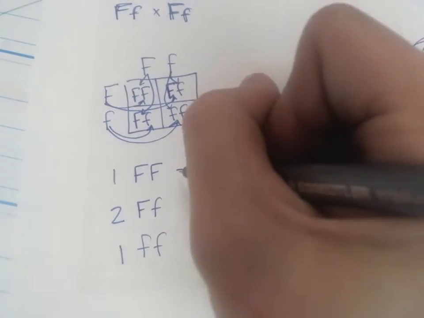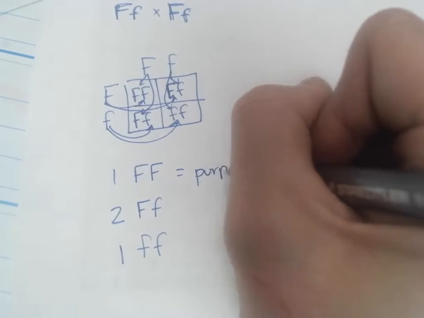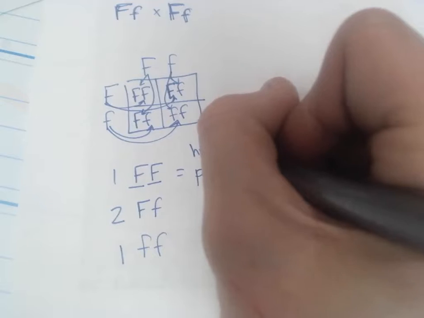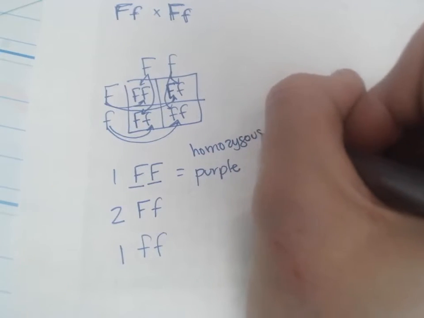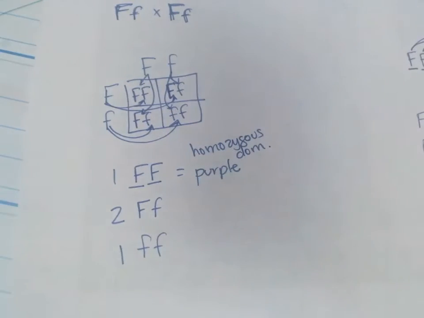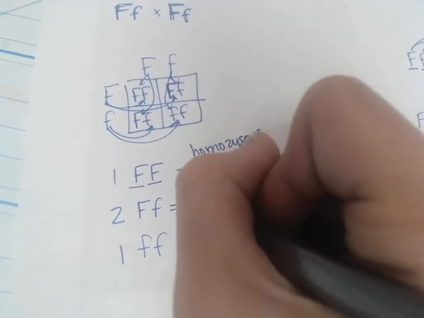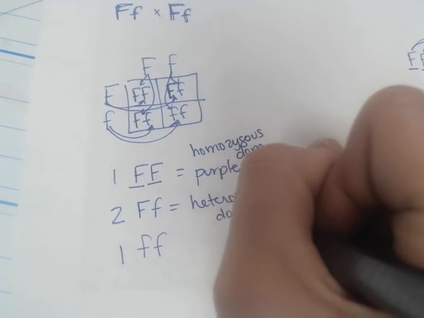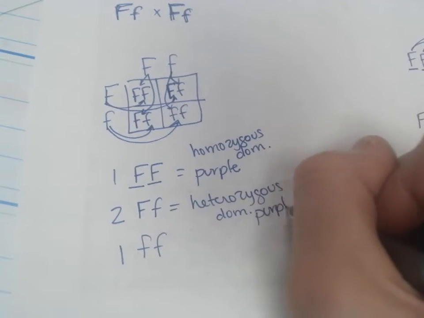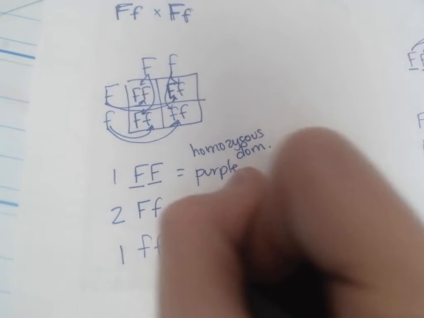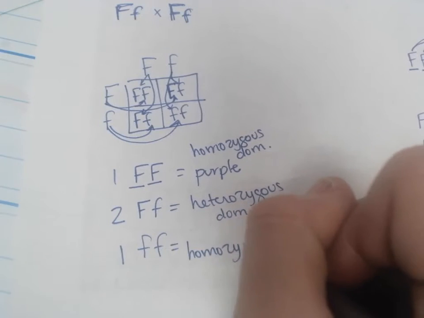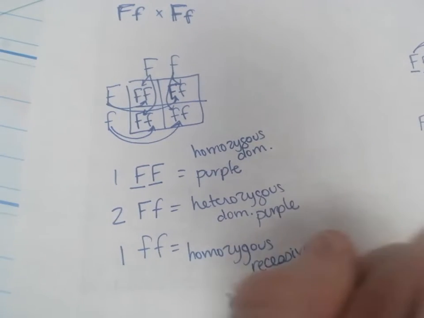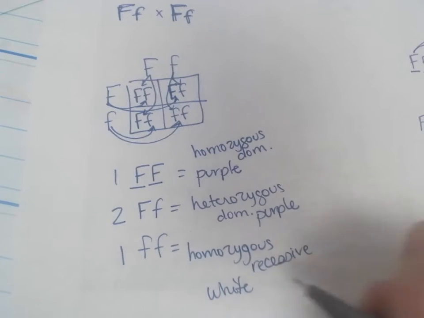The big F, big F equals a purple plant, right? Because it's got the dominance. This is called homozygous dominant, and it's purple flowered. These are heterozygous dominant, and it's purple flowered. And this is homozygous recessive, and it's white flowered.